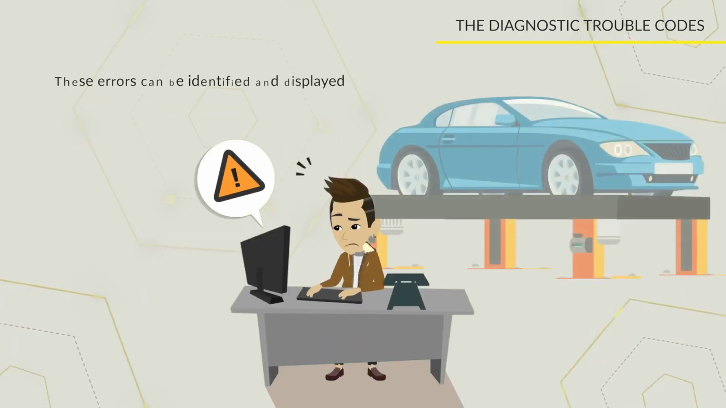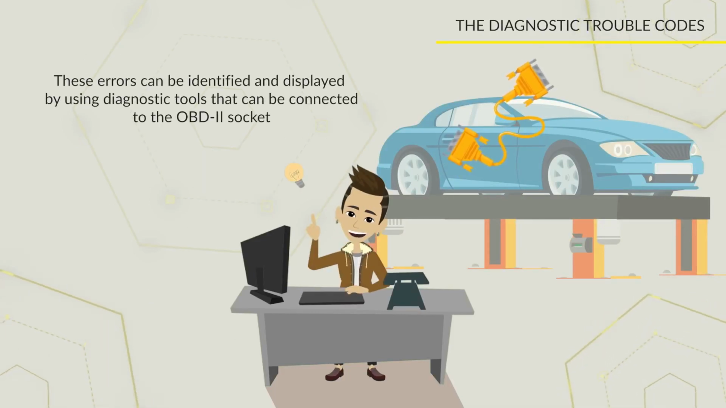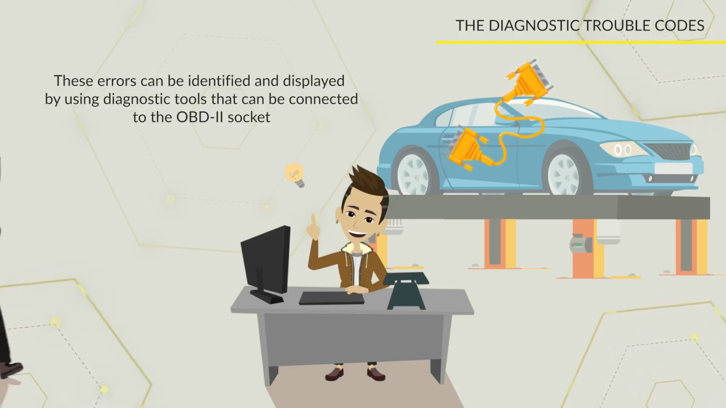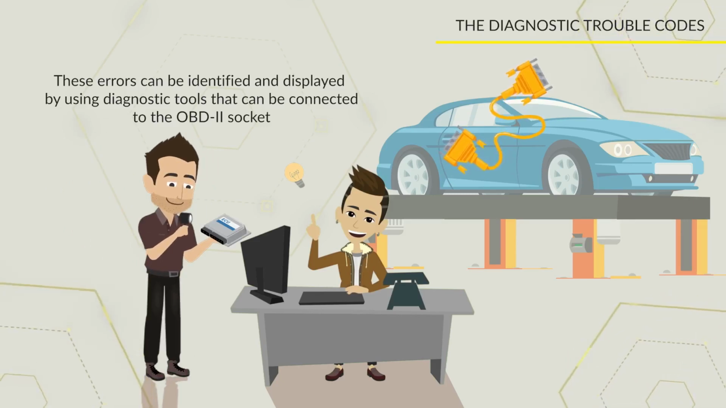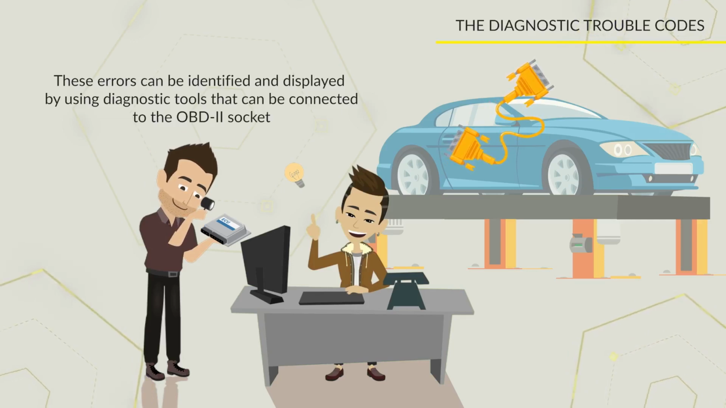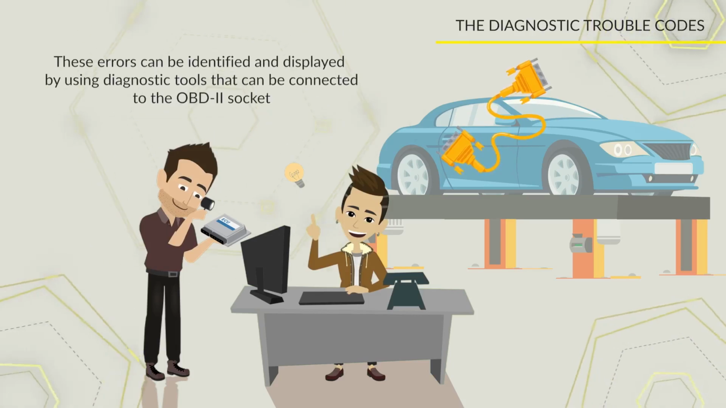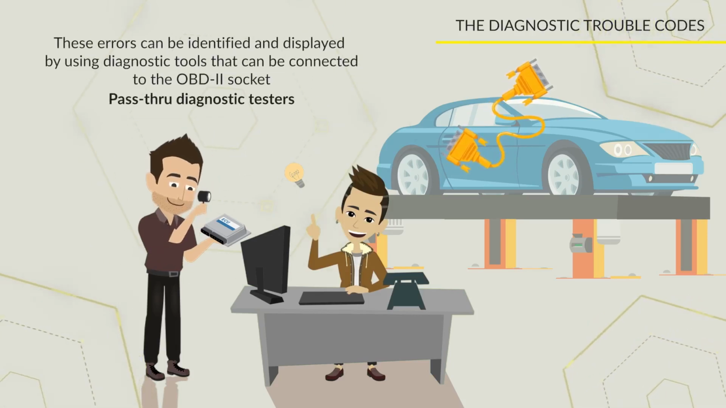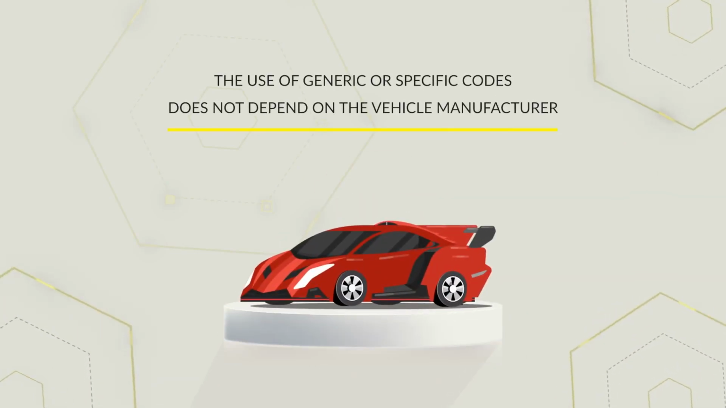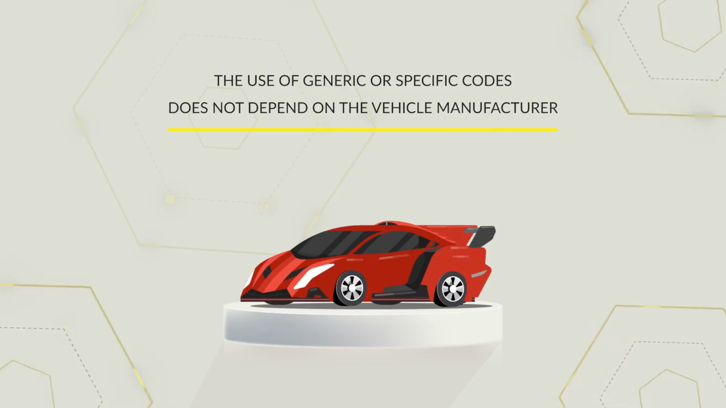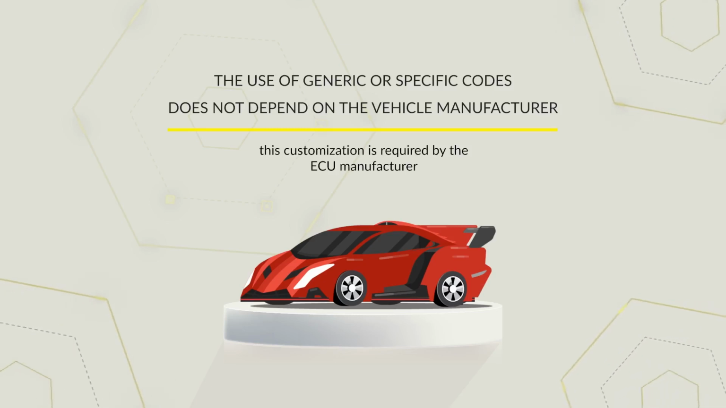These errors can almost always be identified and displayed exclusively by using diagnostic tools that can be connected to the OBD2 socket. It should be emphasized that generic codes can also be detected with a very simple, generic, low-cost instrument. However, with the specific codes, it is necessary to have much more expensive diagnostic instruments, such as pass-through diagnostic testers. The use of generic or specific codes does not depend on the ECU manufacturer, but on the vehicle manufacturer. In fact, this customization is required by the ECU manufacturer when designing the new engine or vehicle.